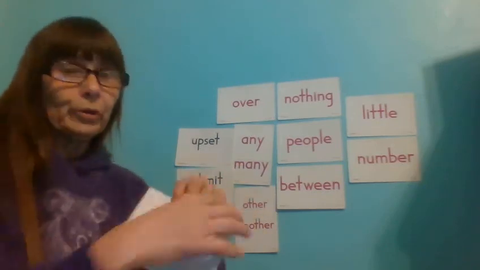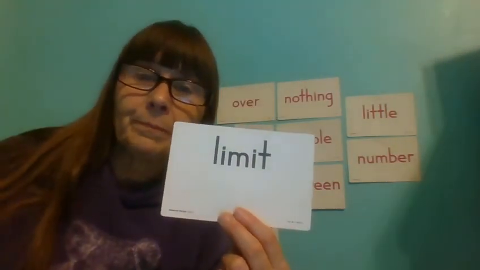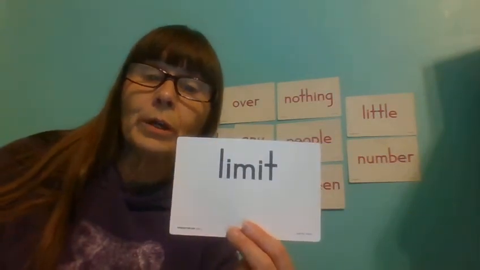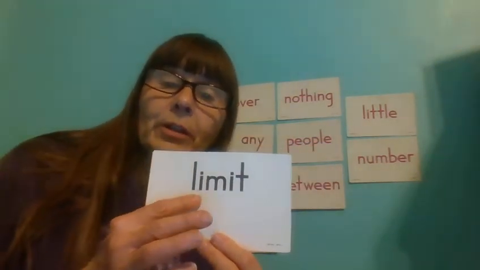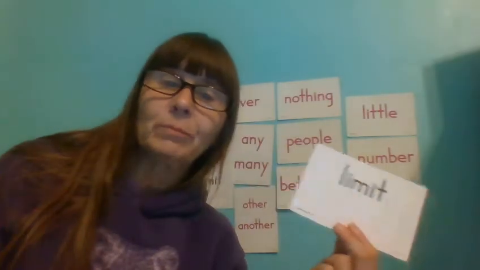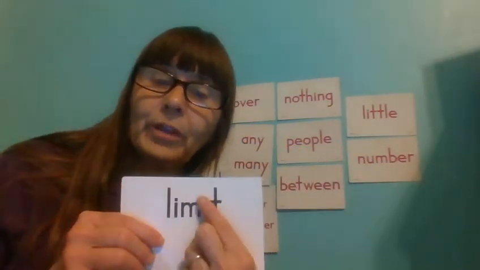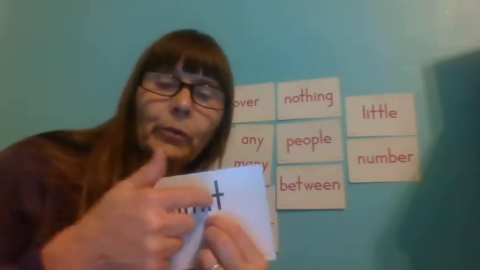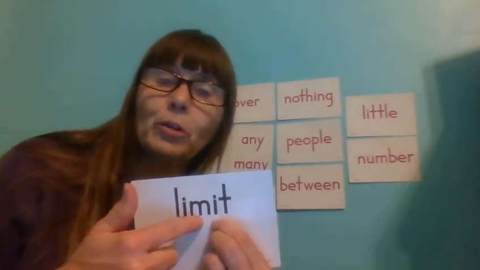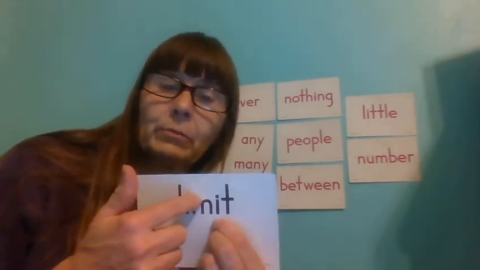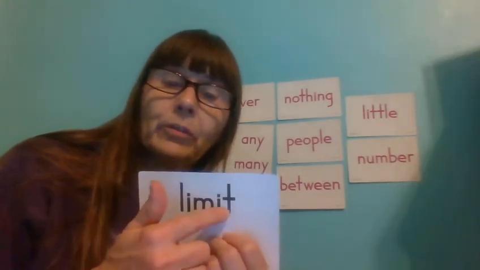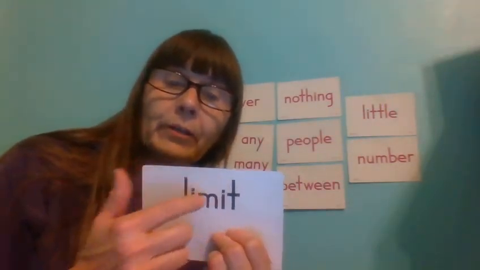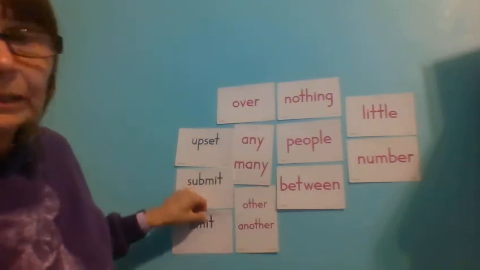When we get to this word, we only have one consonant in the middle. And as I told you before, we could try and pronounce it "lye-mit," which we don't know a word like that. Or we could say "limit," and that we do know, limit. So this becomes a closed syllable right here, and the I gets a breve. This is also a closed syllable, and the I gets a breve. So that's limit.